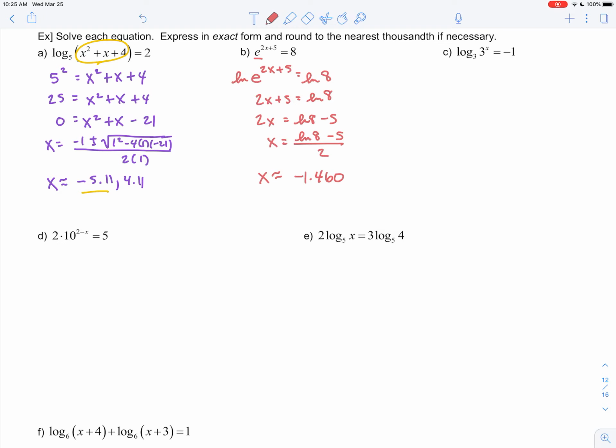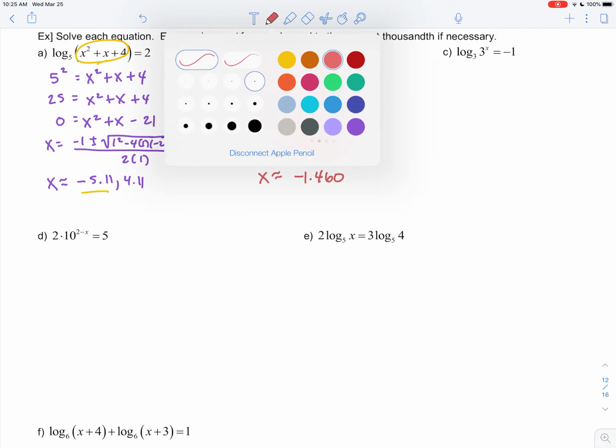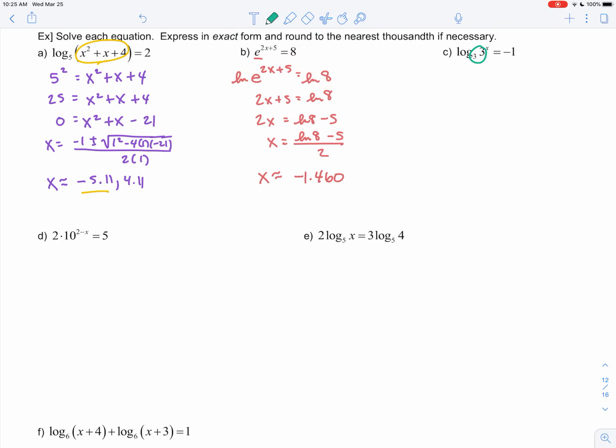Part C, log base 3 of 3 to the x. If you know the properties of logs, this will be extremely simple. These bases match, kind of like how we had natural log of e. Log base 3 of 3 to the x is x. So this is just x equals -1. You could do a lot more work to solve this, but if you know the properties, it's extremely easy.